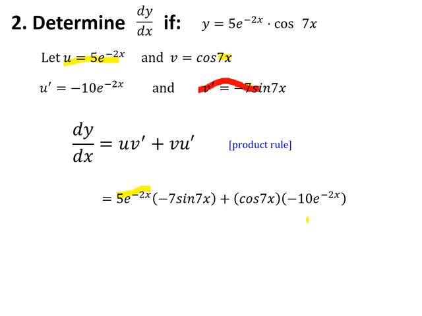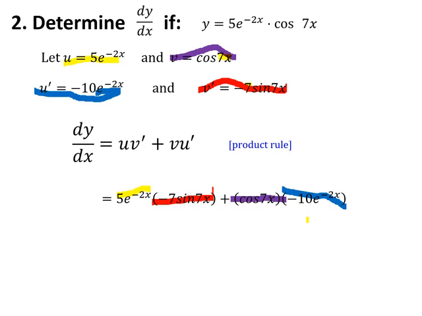Then v prime, then we have v, and we have a u prime, which is this one, right? And it's plus in between them there.